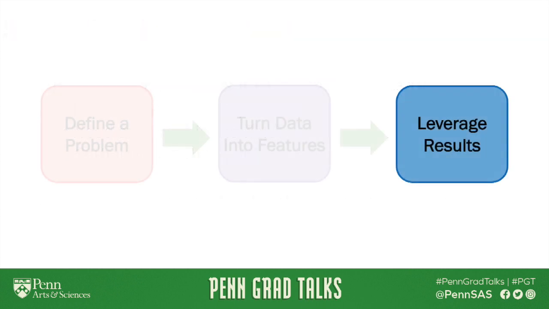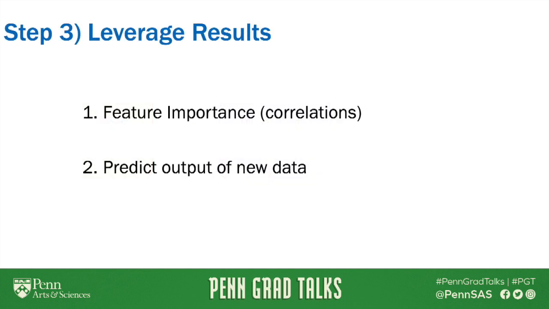And finally, you can leverage your results using these techniques, doing something called feature importance. You can find which features are most correlated to your output, and you can also predict the output of new data by taking a new sample, putting it into your trained machine learning algorithm, and then predicting the output for something you haven't done the study on.